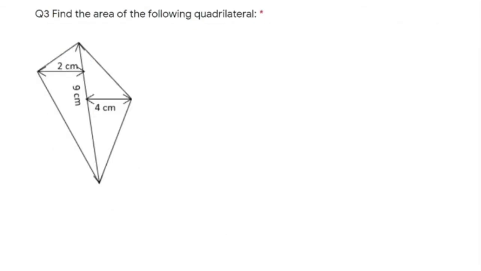Find the area of the following quadrilateral. Now you can see here the length of the diagonal is given as 9 centimeter and the perpendicular heights are given. So you are getting two triangles again with a common base.